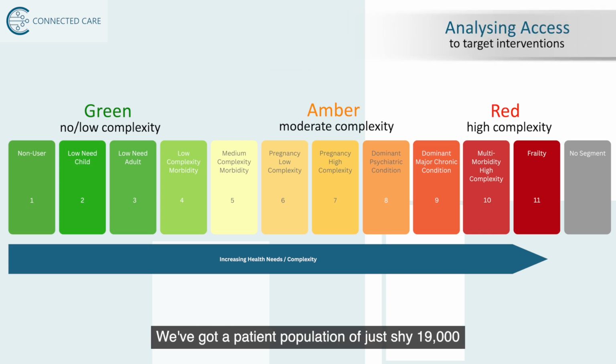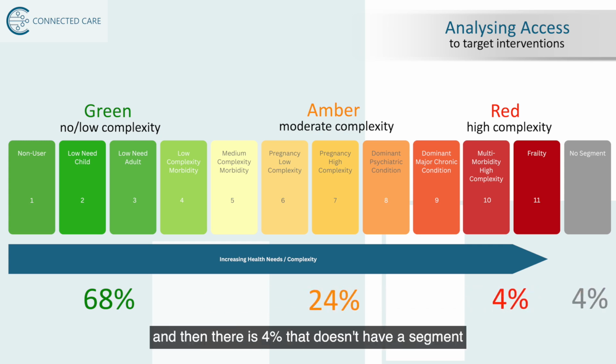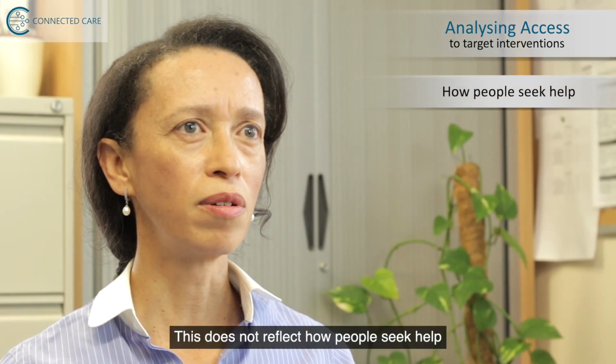We've got a patient population of just shy of 19,000. They are made up of 68% patients in the green, 24% in the amber, and then 4% in the red, and then there's 4% that doesn't have a segment. This does not reflect how people seek help, right?